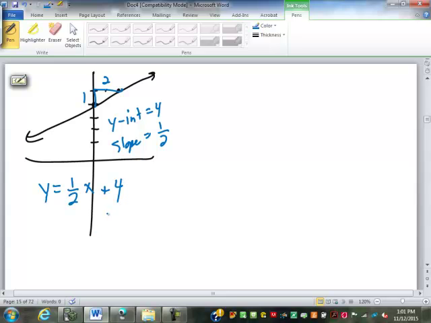Is that making sense? Kind of? Okay. It's always y equals slope times x plus the y-intercept. So if it was a negative, you could put plus a -2 or whatever. It's just easier to put -2.